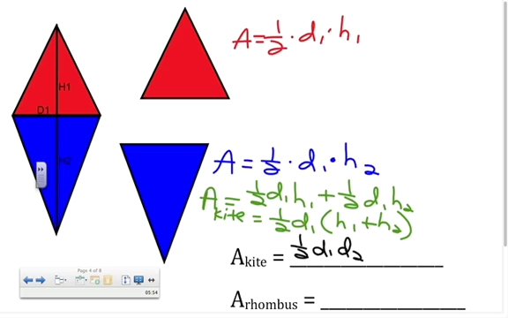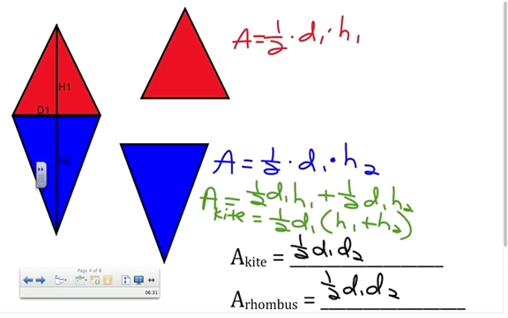So if you know the diagonals of a kite, you multiply them together and take half, there's its area. What do kites and rhombi have in common? What property do they both have? Diagonals that are what? They're perpendicular. So that same formula that we just found for a kite can be used in a rhombus. 1/2 diagonal 1, diagonal 2.